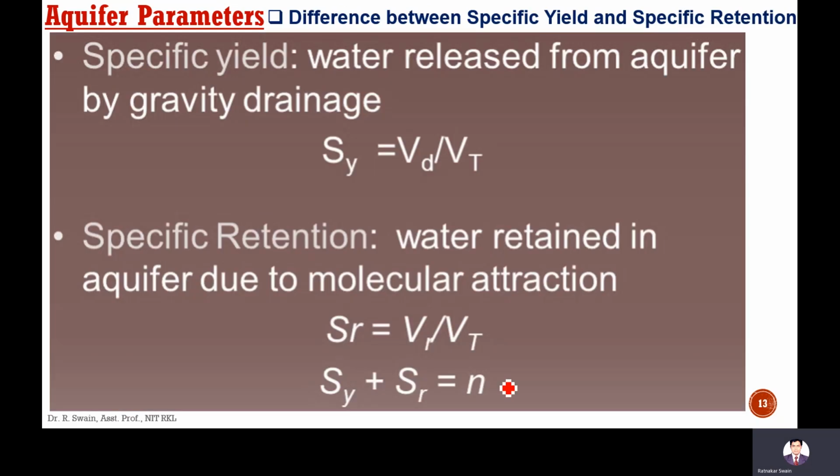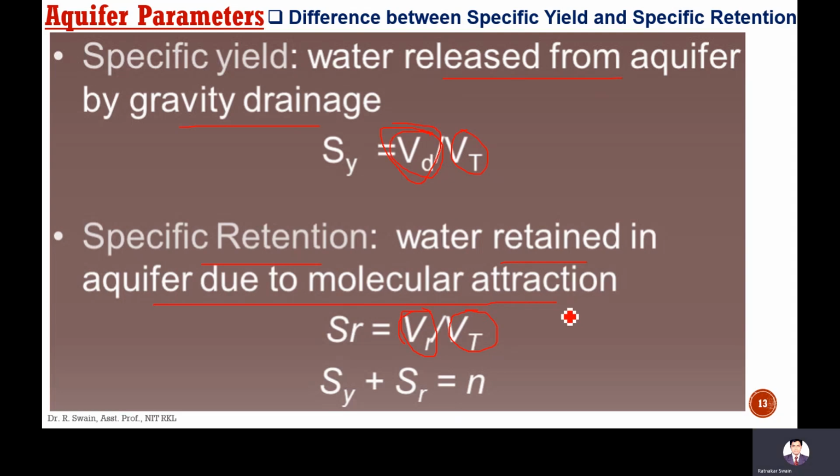Specific yield, just to repeat, is the water released from the aquifer by gravity drainage, that is Vd by Vt, the volume of water that drains out divided by the total volume of the aquifer. Specific retention is water retained in the aquifer due to molecular attraction, Vr divided by Vt, the total volume of the aquifer. This Vt is the total volume of the aquifer.